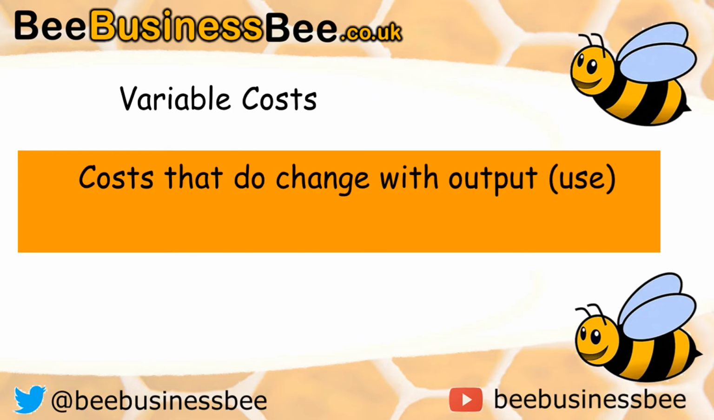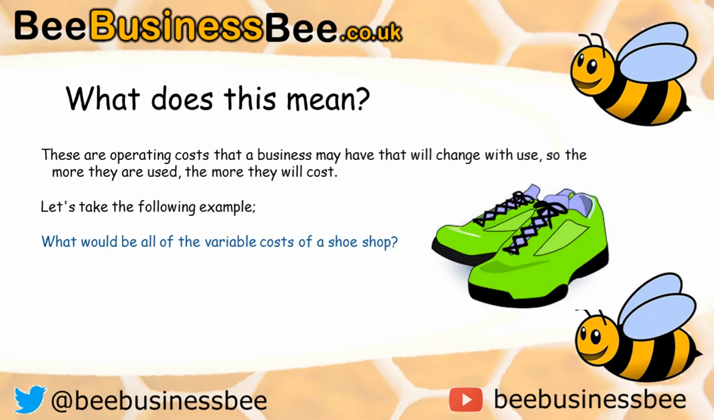So the opposite of a fixed cost is a variable cost. And these are costs that do change with output, or use, as I like to think about it. So what do we mean by that? Well, these are operating costs that a business may have that will change with use. So the more that they're going to be used, the more they're going to cost you.